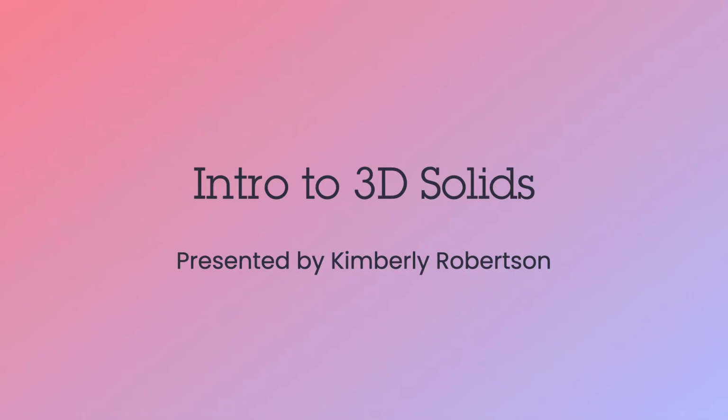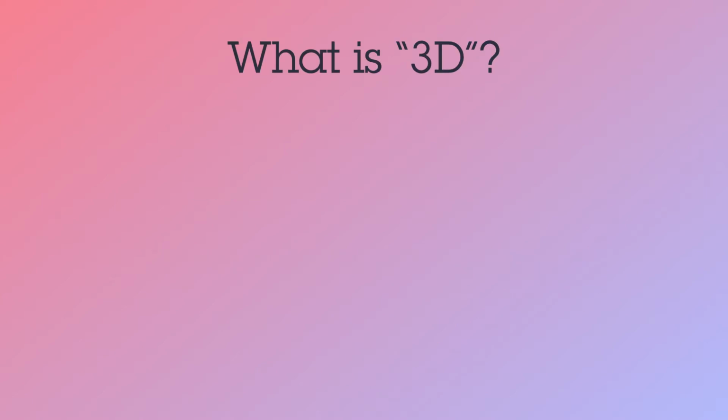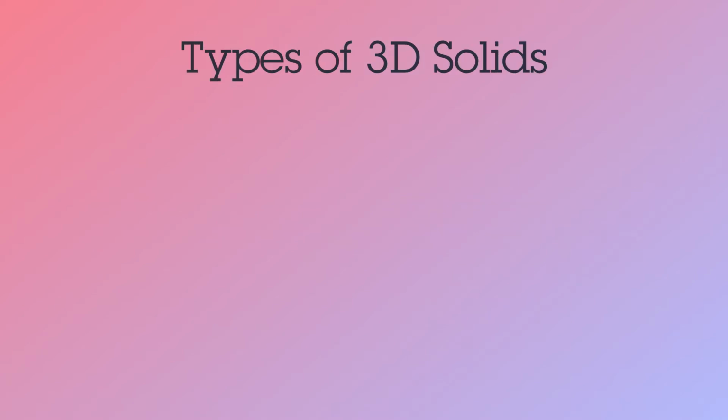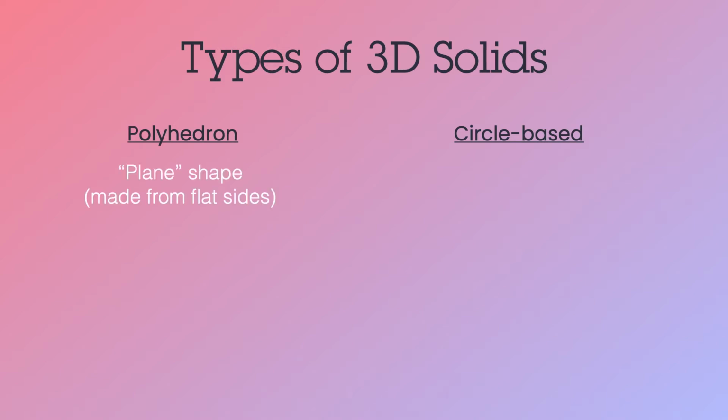Welcome. Today we're just doing a quick introduction to 3D solids. So what is 3D? 3D stands for three-dimensional, meaning that you can measure the object's height, length, and width, 3 different dimensions. Now there are lots of different kinds of 3D solids, but we'll be focusing on 2 types, polyhedron and circle-based solids.